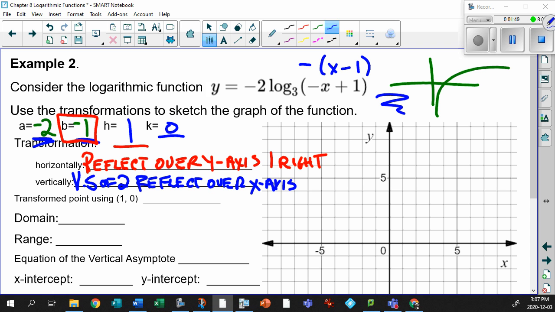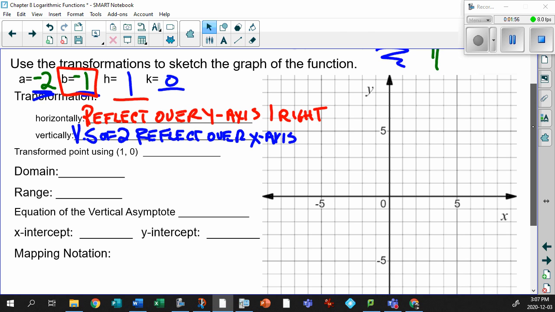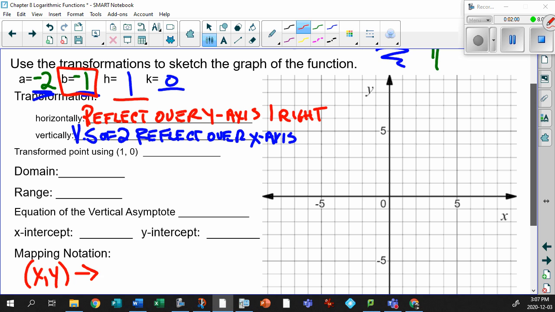Okay, so let's figure out our mapping. That's the best way to do things. Our mapping, x, y, becomes, horizontally, reflect over the y-axis, 1 to the right. So this is minus x plus 1. Vertically, there's the minus 2. Minus 2y plus nothing. That's it. There's your mapping.